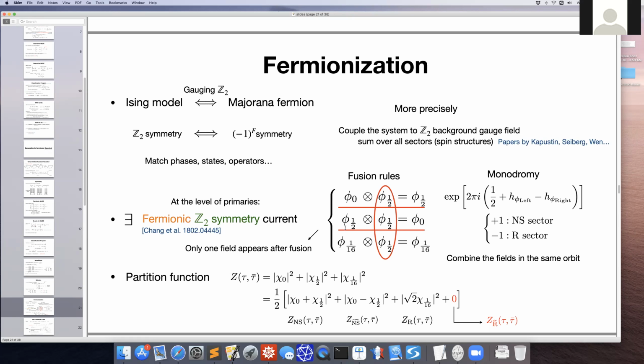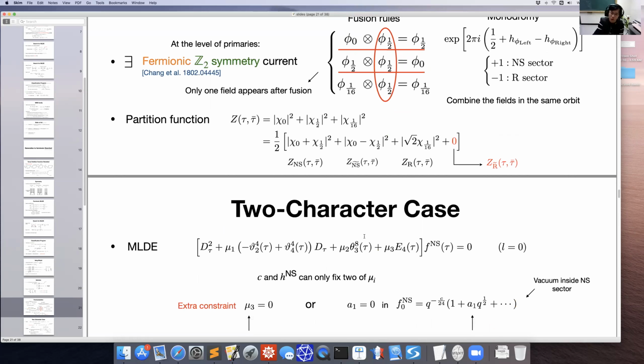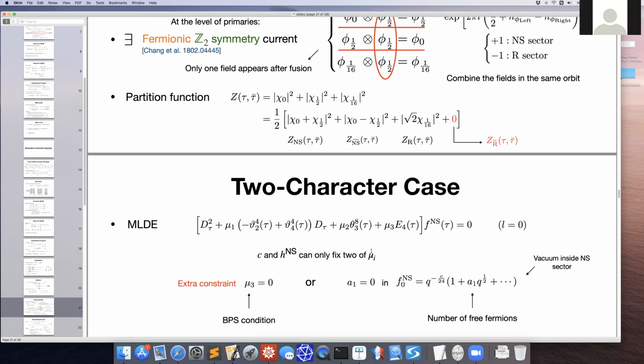Okay, so you need guesswork from your result. Right. So the solution doesn't tell you which CFT it is. You need to guess. Yeah. Right. Thank you.